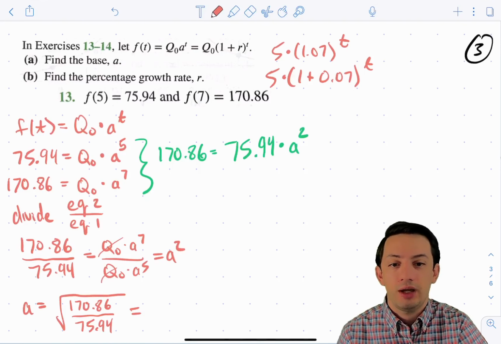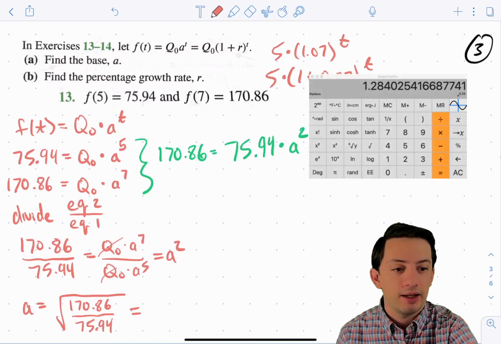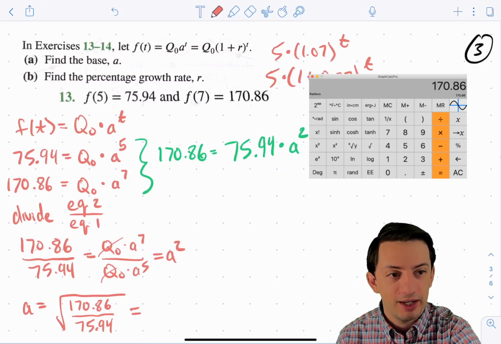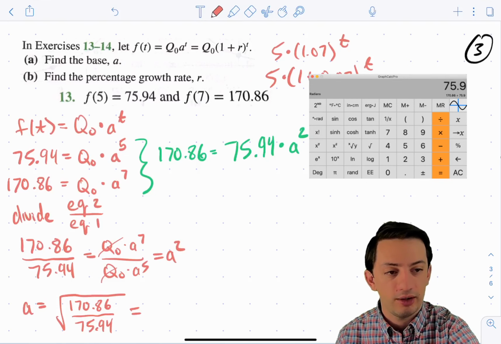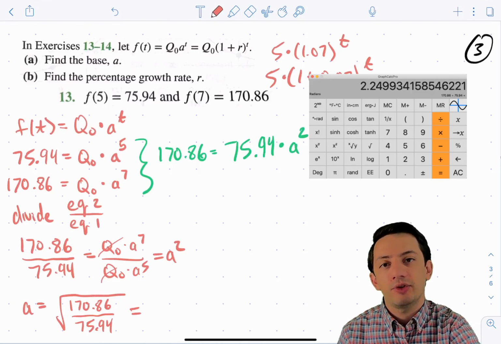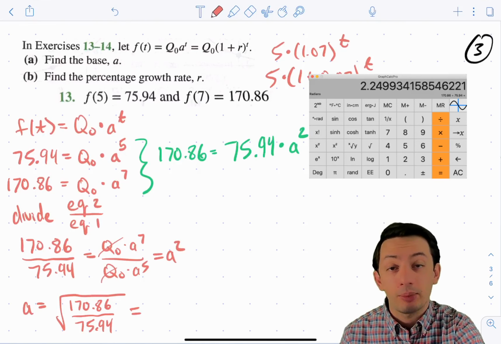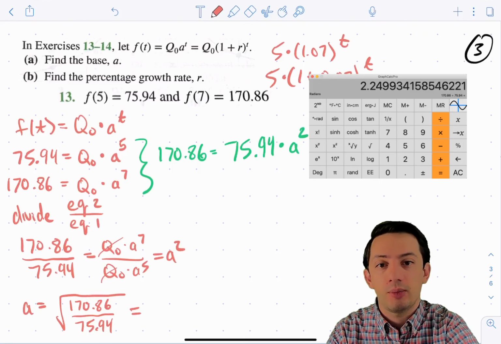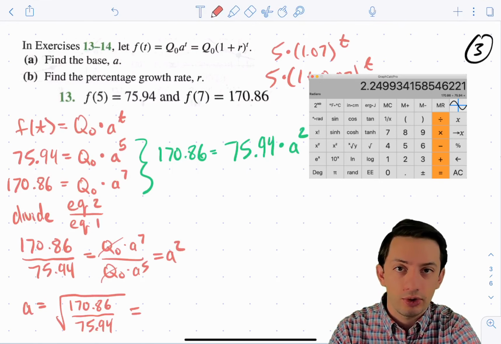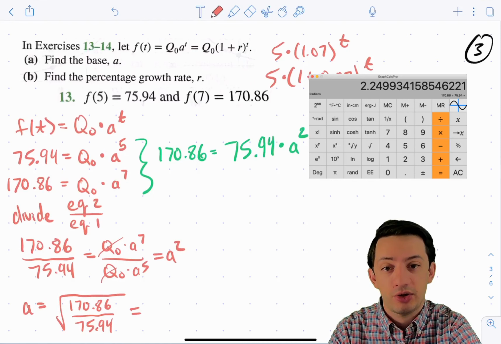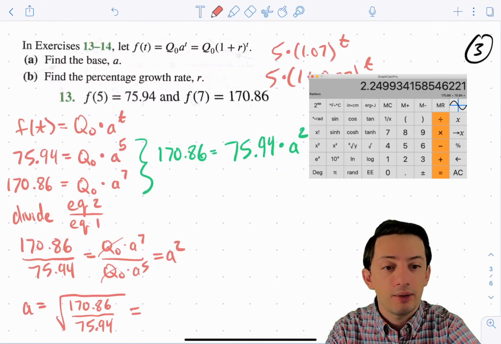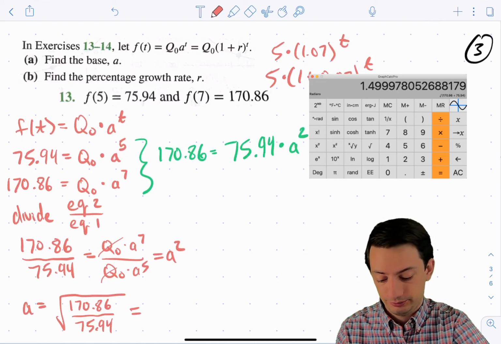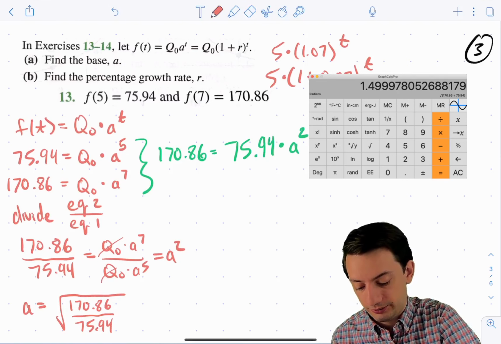Okay, let's bring up the calculator again and plug this in. So we start with 170.86 divided by 75.94. Now let me point out, if you're using a simple calculator like an app like this one or on your phone, you usually have to proceed by order of operations, where it's not smart enough to do them all together. If you're using something like Google or Wolfram Alpha, you can type these all into one expression. OK, so that's the fraction. Now we need to do the square root. And we get about 1.4999. So let's just call that about 1.5.